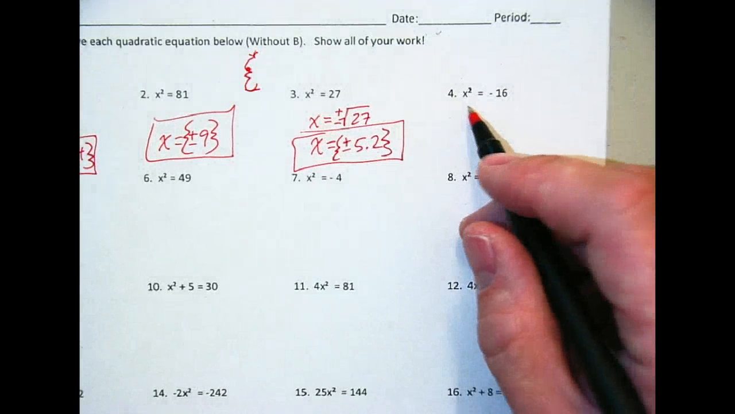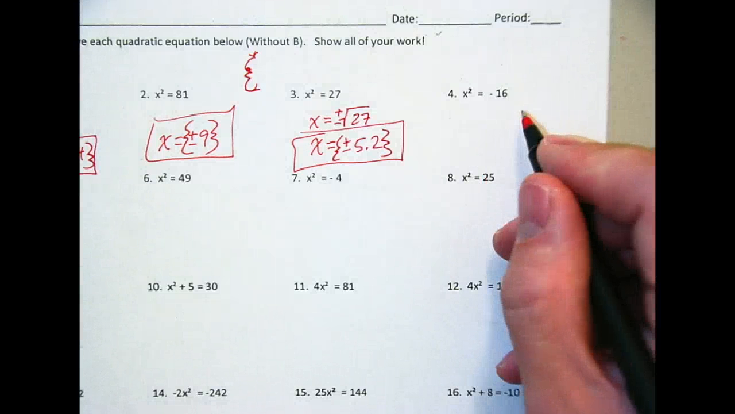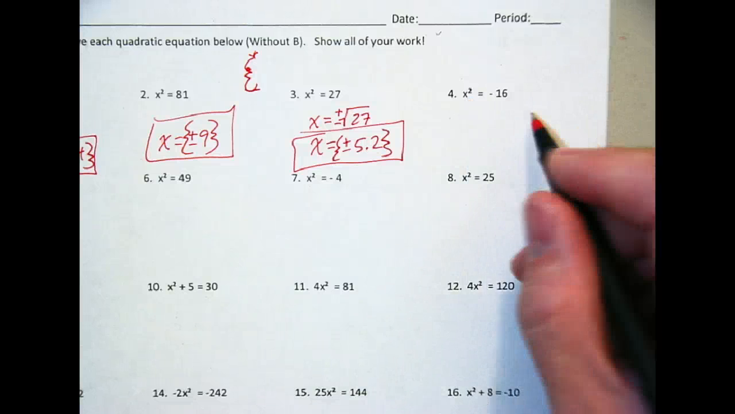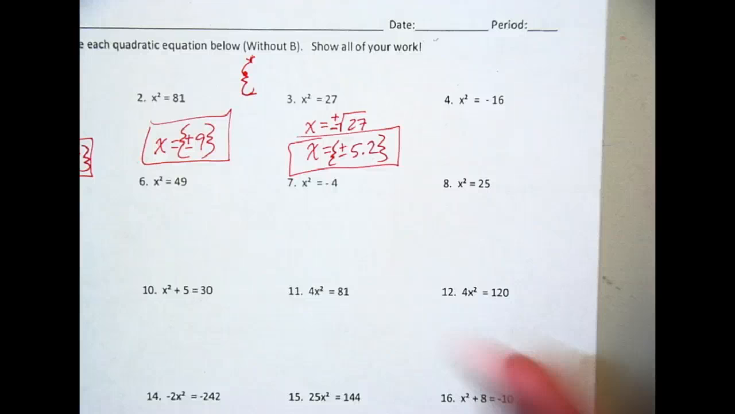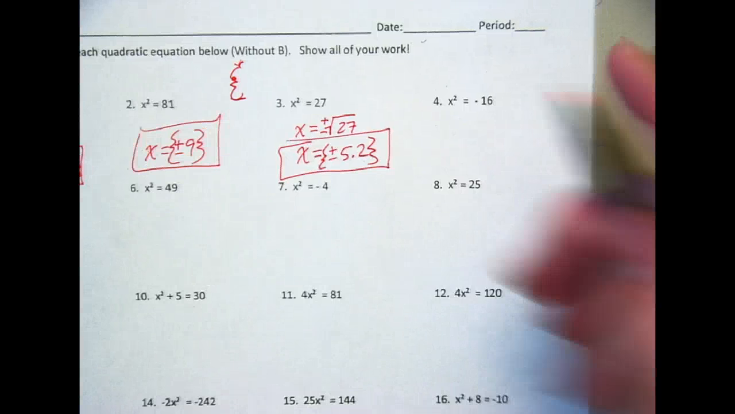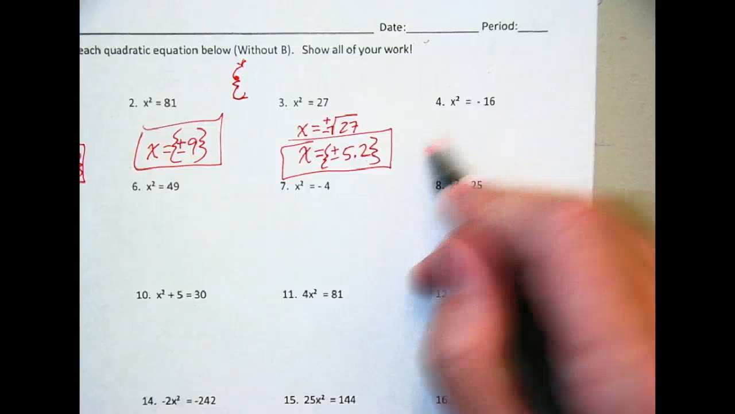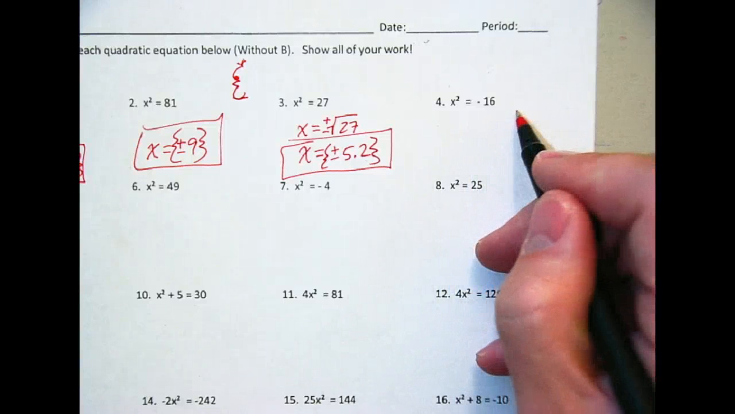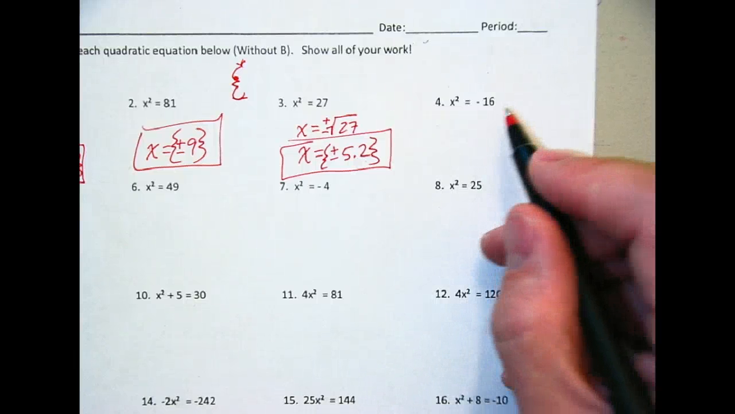How about number 4? Lily, Caden, Mackenzie, what do you guys think? Negative 4? What number times itself will make a negative? Everyone tell your neighbor any number that you can multiply by itself to make a negative number. So positive 4 times positive 4 will make negative 16? How about negative 4 times negative 4? No. How about positive 4 times negative 4? Yeah. Yeah, but is that the same number?